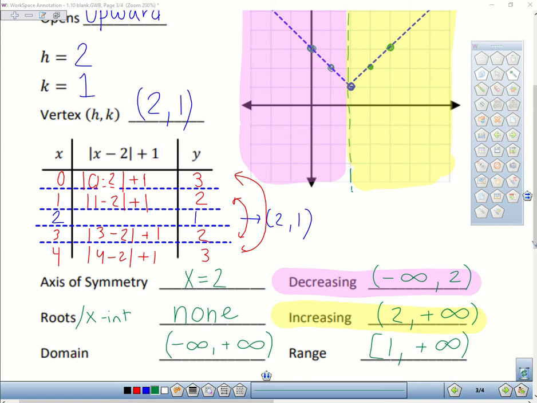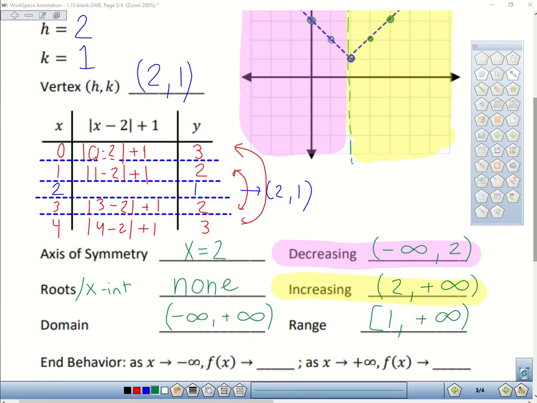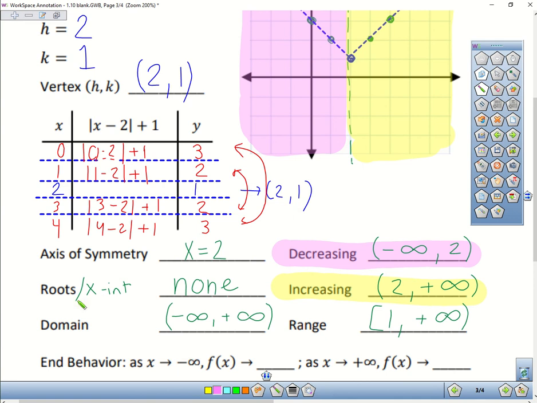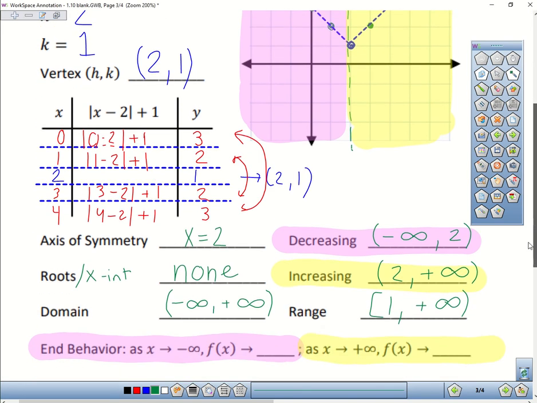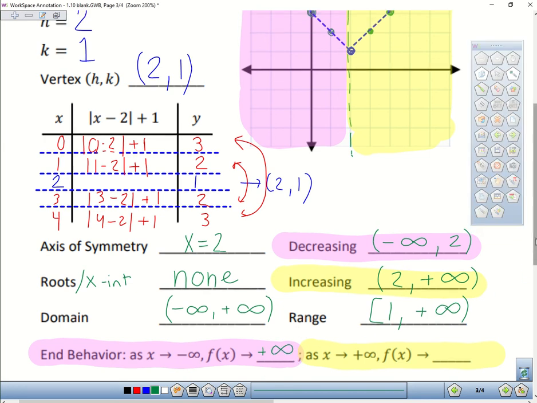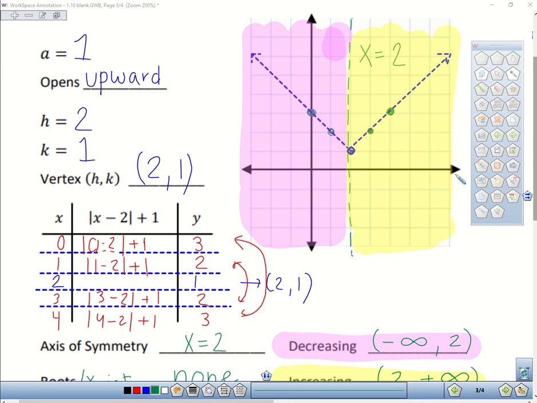Alright, let's move on to the last bit here, and now we're going to talk about end behavior. So I do want to highlight the end behavior here so that you can get a better visual. So as x goes to negative infinity, that's the pink section of the graph. And as x goes to positive infinity, that's the yellow section of the graph. So as x goes to negative infinity, what happens to the graph? Is it going up this way? Yeah, so that's positive. And as x goes to positive infinity, is my graph going up or down?